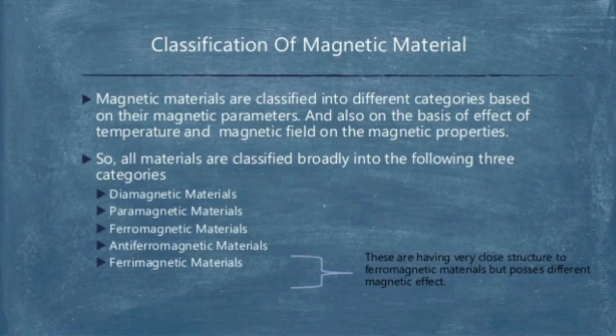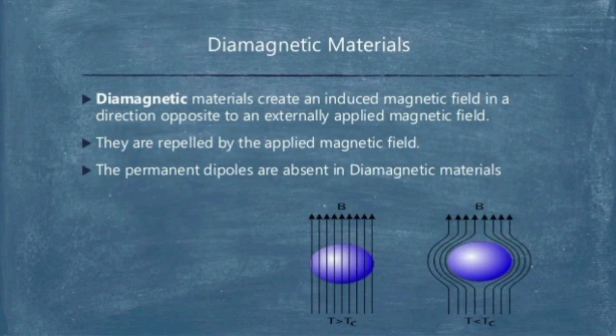Classification of magnetic materials. Magnetic materials are classified into different categories based on the magnetic parameters, temperature, magnetic field, and magnetic properties. Let's see the different types of magnetic materials. Diamagnetic materials. Diamagnetic materials create an induced magnetic field in a direction opposite to an externally applied magnetic field. The permanent dipoles are absent in diamagnetic materials. They are repelled by the applied magnetic field.